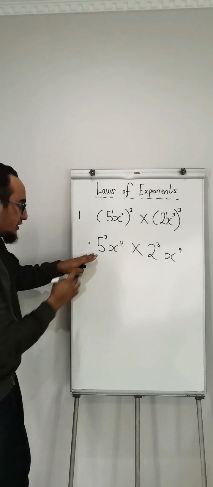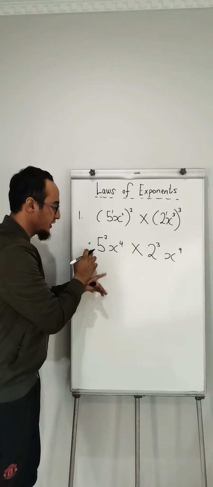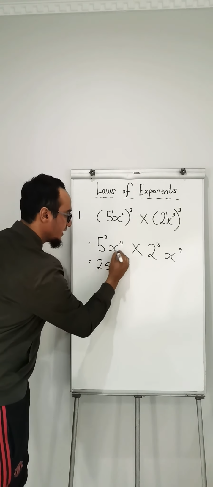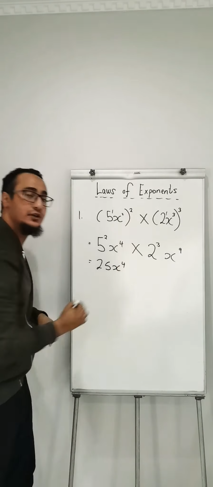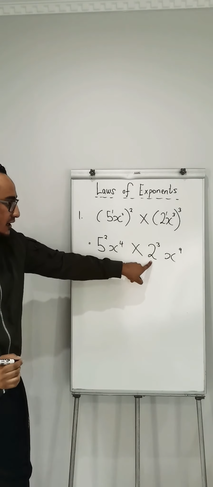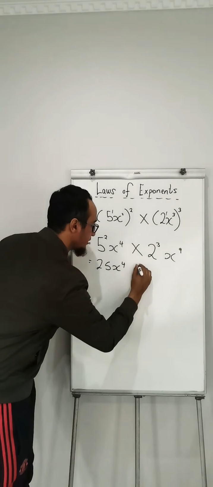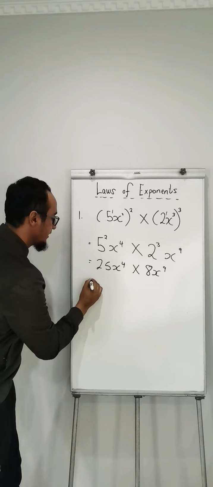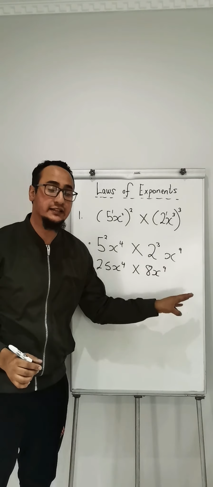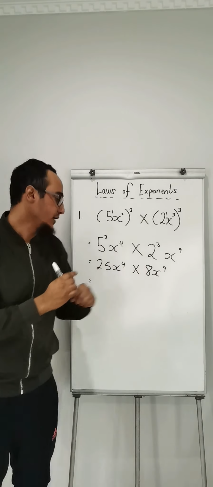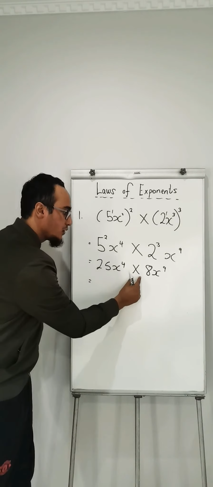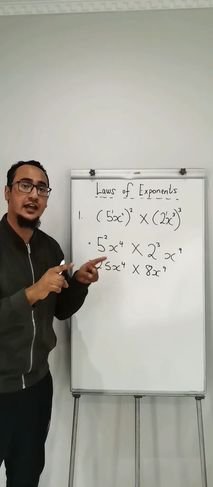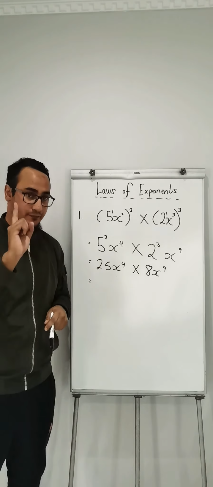Now, remember, I need to simplify this further over there. 5 squared is equal to 25. X to the power of 4 stays the same for now. Multiplied by 2 to the power of 3, which is equal to 8. And I have x to the power of 9. Now, notice that I'm not completed. If I go back to last week's lesson, I have the same base multiplied by the same base. What would happen to my exponents? They would add with one another. And that is law number 1.